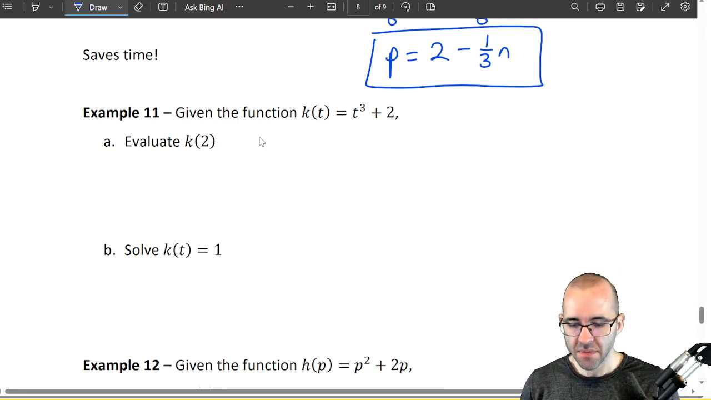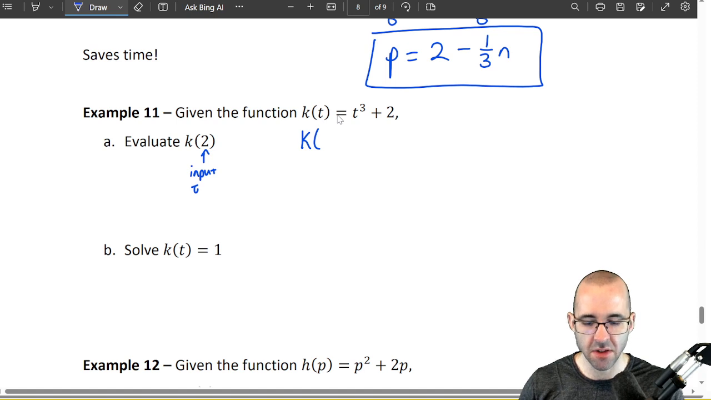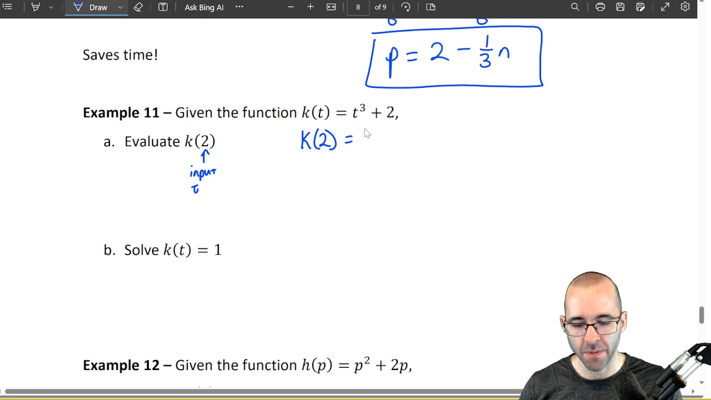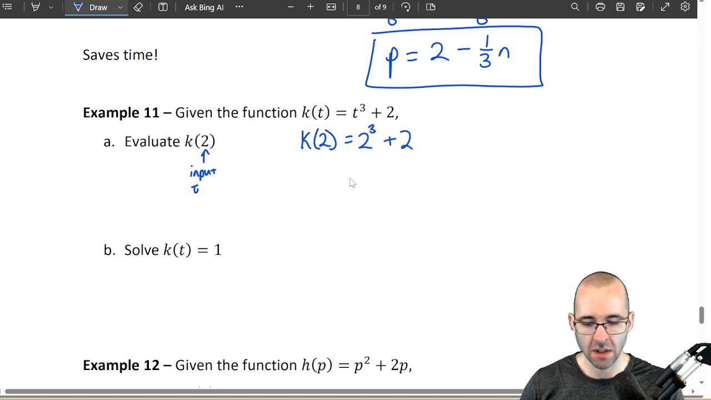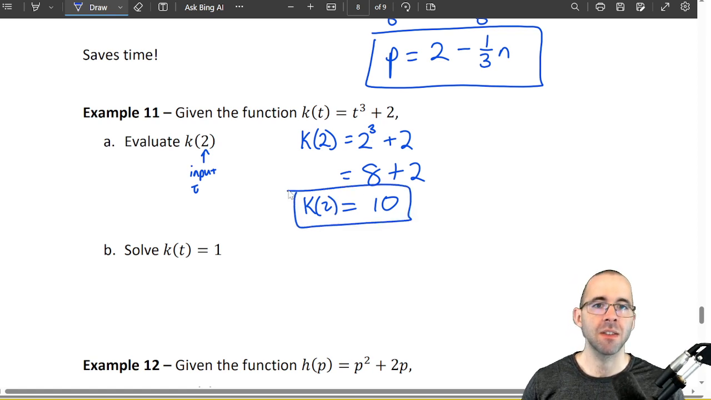Evaluate k of 2. Again, 2 is our input. 2 is our t. Everywhere that there's a t, we replace with 2. K of, not multiplication, remember this is function notation. K of 2, we saw a t, we replaced it with 2. T squared, well that's now 2 squared. All the t's become 2's. Now we follow order of operations. You get that k of 2 is 10. Evaluate means we have an input, we find the output.